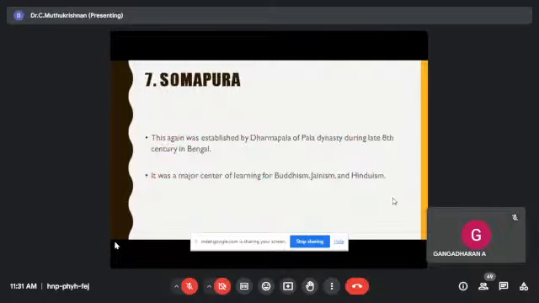And the seventh one is about Somapura. You might have studied about Somapura; at least you might have got some idea about it. This again was established by Dharmabala of the Bala dynasty, like the previous one, Odantapuri, during the late 8th century in West Bengal. It was a major center of learning for Buddhism, Jainism, and Hinduism. They gave much importance to all three education systems.